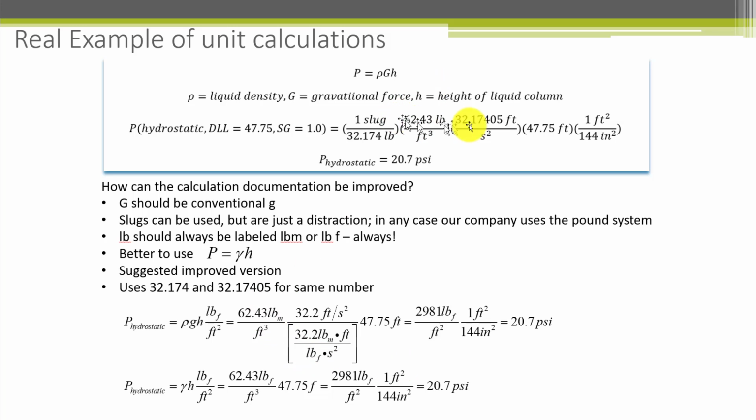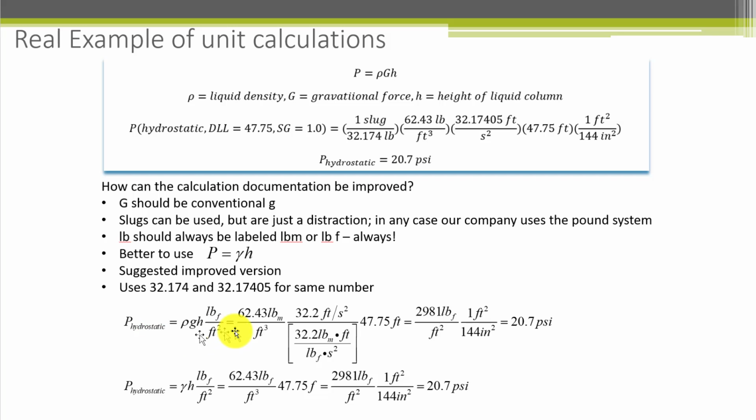Also, he used 32.174 here and 32.17405 here. That's puzzling because you wouldn't expect to have higher accuracy in one number or the other unless there was some good reason. So it implies things that aren't there. They should be the same length of decimals.